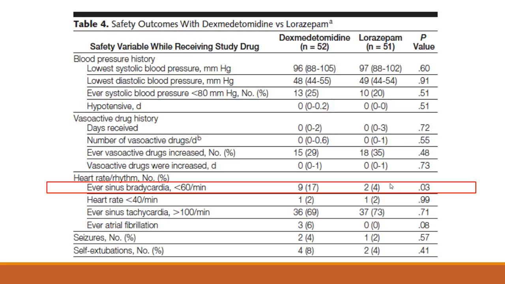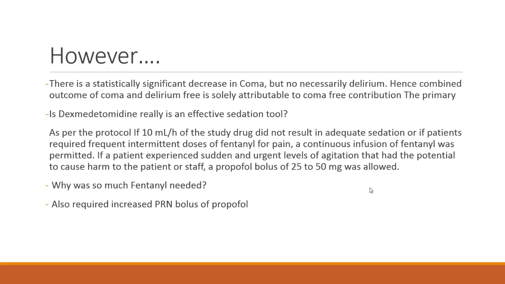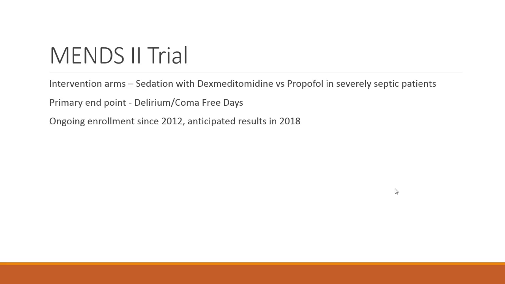As far as adverse outcomes, basically the Precedex arm had bradycardia that was found to be statistically significant. And we talked about some of these caveats in this study. There is an ongoing trial to follow up on that, and it's called the MENDS II Trial. It's expected to come out next year, and that trial is looking at Precedex in one arm and propofol in another arm in severely septic patients who are mechanically ventilated.